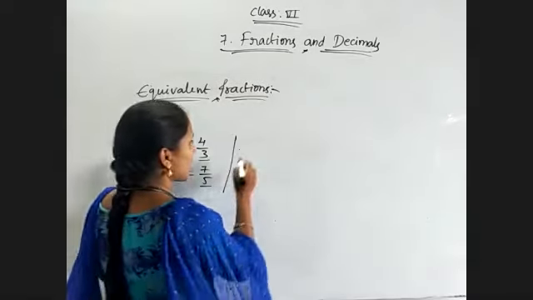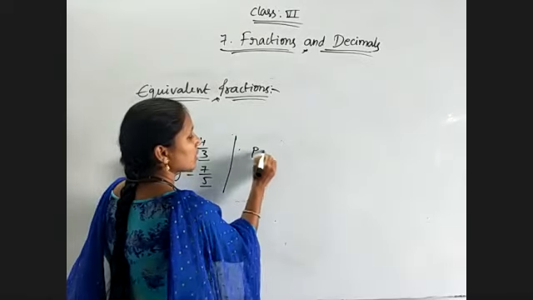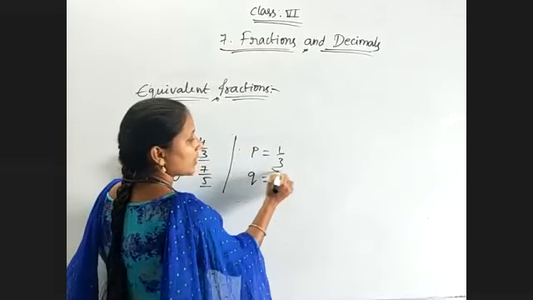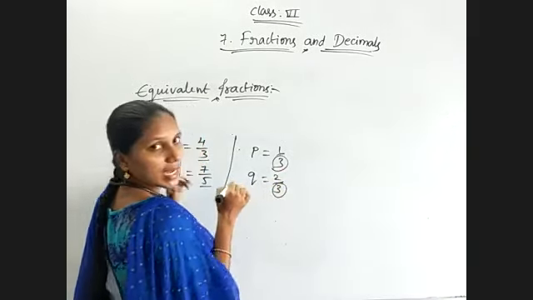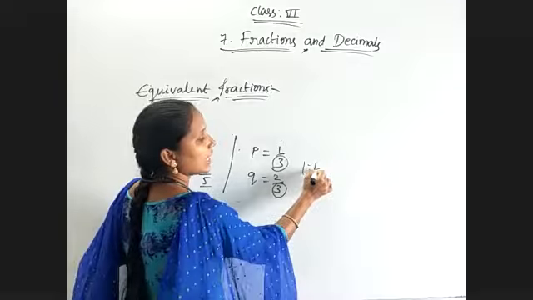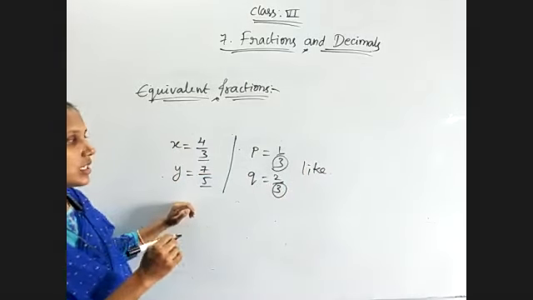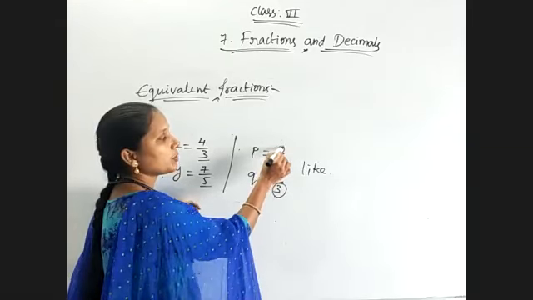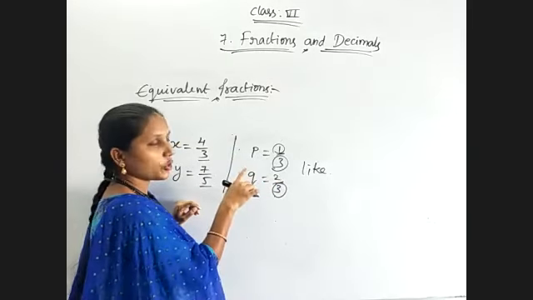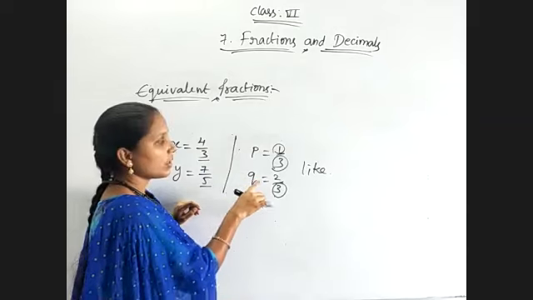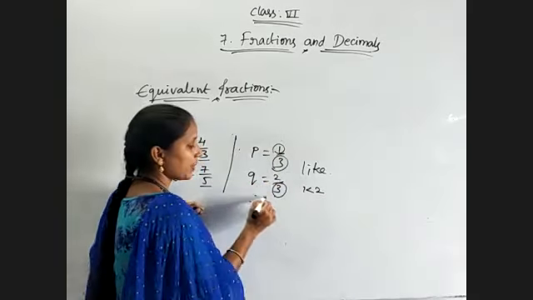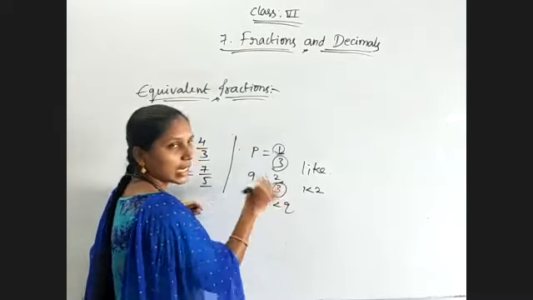See, suppose I have p equals 1 by 3 and q equals 2 by 3. Because these two fractions have the same denominator, they are said to be like fractions. In the case of like fractions, it is very clear. When the denominator is the same, the fraction with the lesser numerator has the lesser value. Here numerator 1 is lesser than 2. Therefore, p is lesser than q, because both are like.